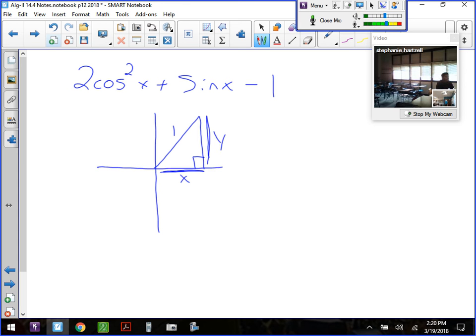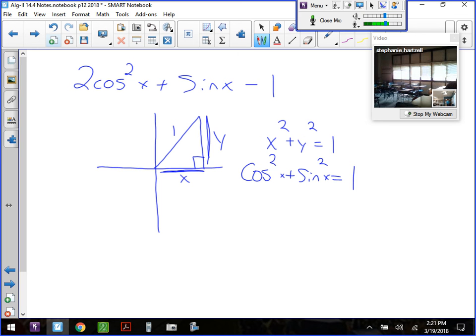How can I write that in terms of the Pythagorean theorem? So x squared plus y squared is 1, or 1 squared. What's x in terms of trig? Your x values are your cosine. What's your y? Sine. So I can technically say then that this is cosine squared plus sine squared equals 1.